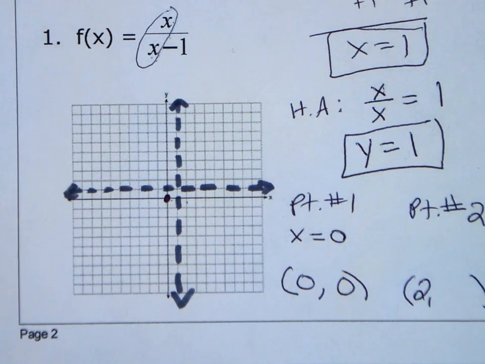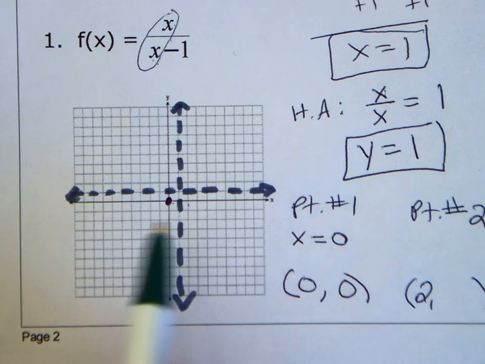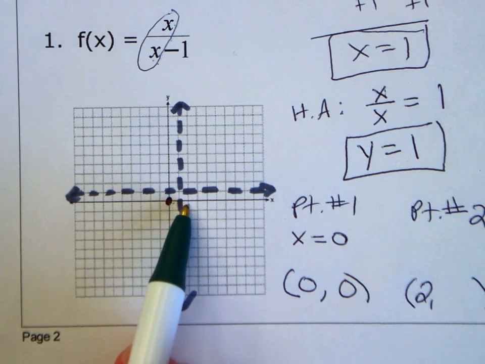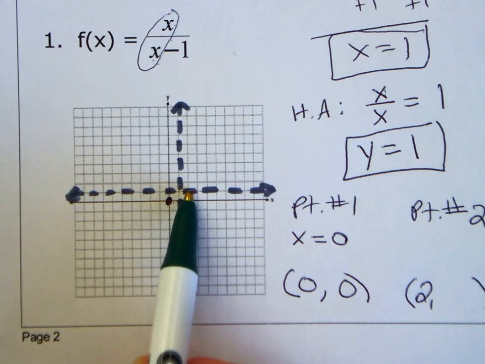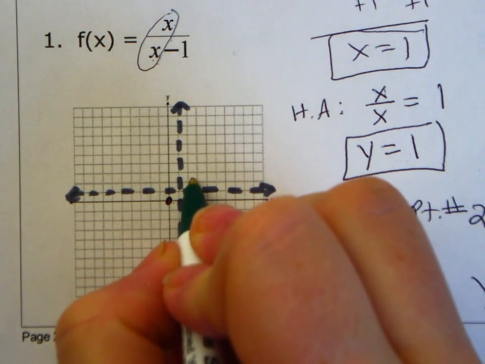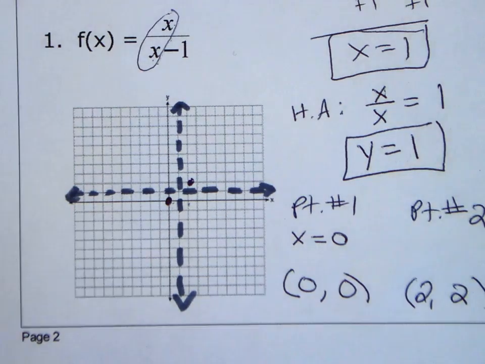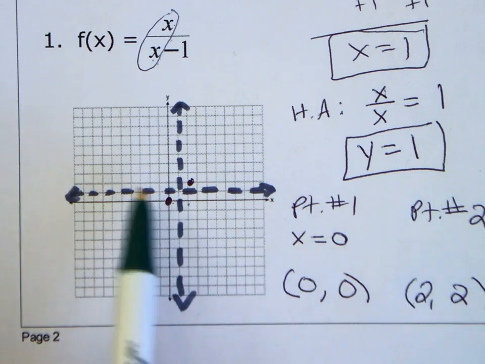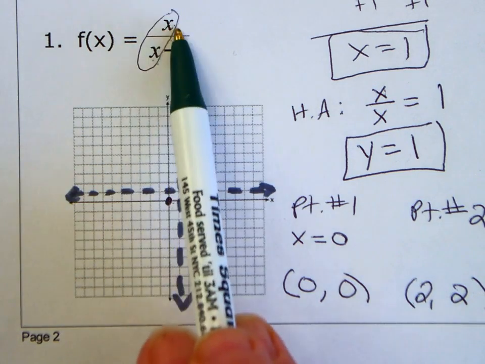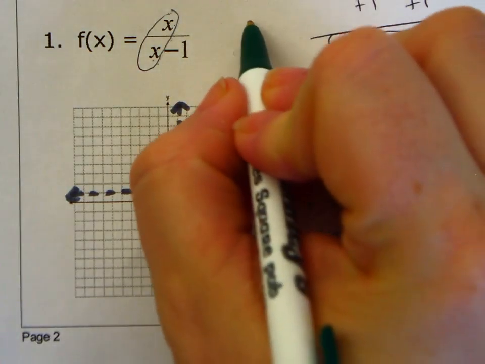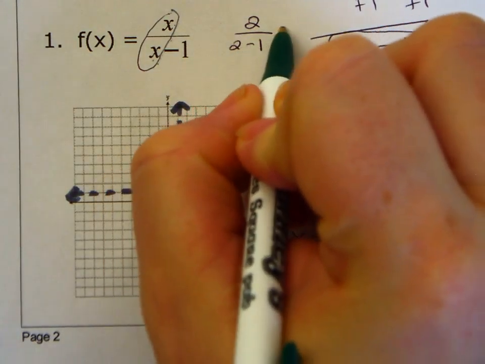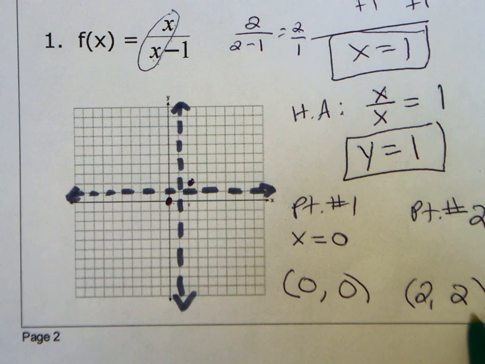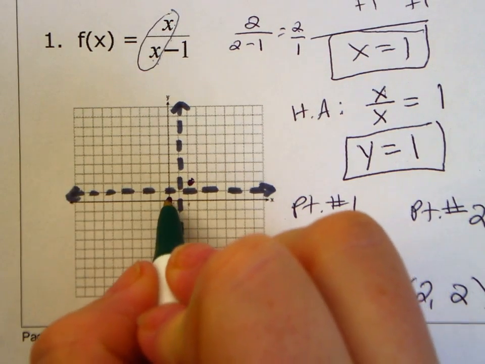Okay, my point number 2 is going to be 2 something. Because I'm at (0, 0), I count 1, count 1 more. Now I'm going to reflect up. Count 1, count 1 more. So (2, 2). And if you're not comfortable with the reflection, just find the x value, and when you get 2, plug 2 into the equation. What do you get? 2 over 2 minus 1. 2 over 1 is 2. All right? So those are your points.